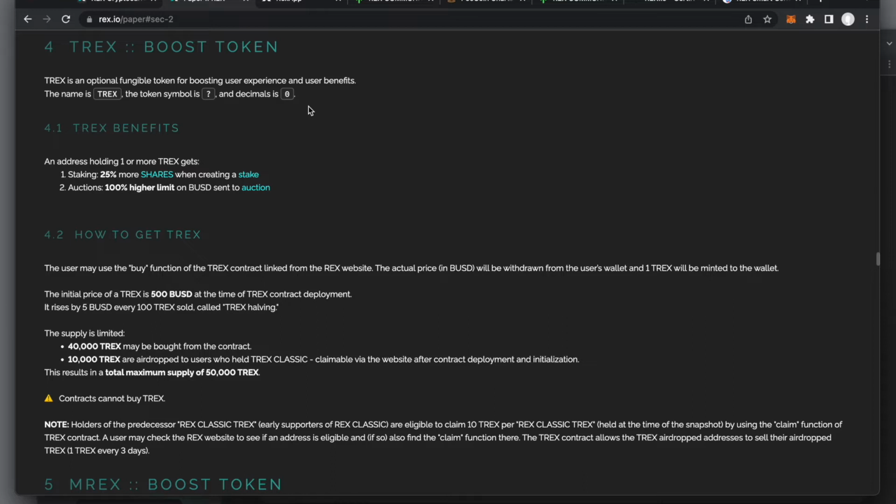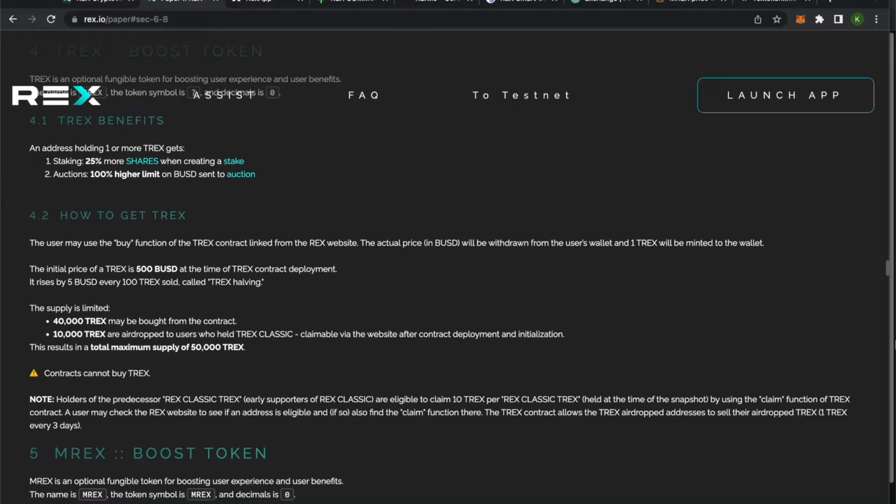It also gets you 100% more, a higher limit on BUSD sent to auctions. So instead of being limited to sending 50,000 BUSD into any given auction, your limit goes up to 100,000 BUSD into any auction.